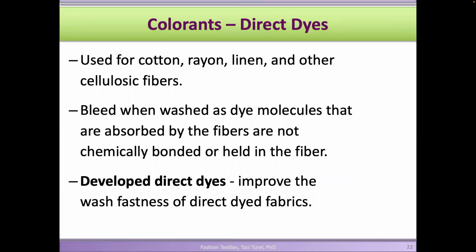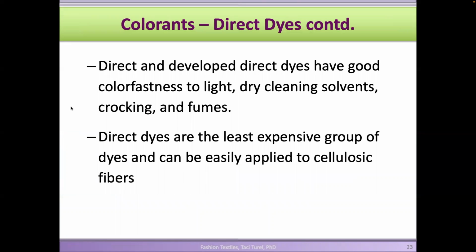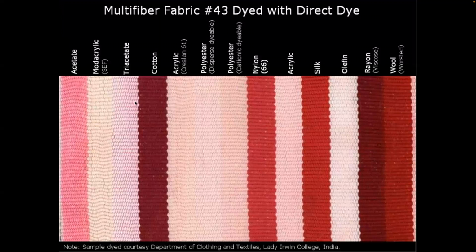Direct dyes are dyes that we usually use for cotton, rayon, linen, and all the cellulosic fibers. And they have good color fastness to light and to dry cleaning solvents, to rubbing, to fumes and pollution. But these are an expensive type of dyes. And you can see that cellulosic colors, again, rayon, cotton, these can pick up the colors really well. They have strong dark colors. Wool and silk are okay, nylon is fine, but you see the synthetics again are staying very light.